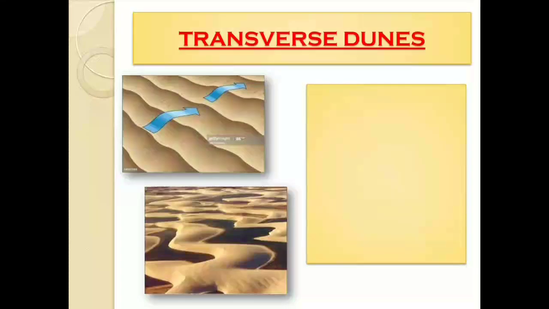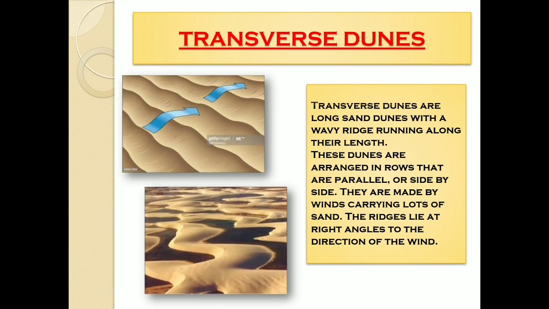Here is transverse dunes. You can see the picture of transverse dunes. Transverse dunes are long sand dunes with a wavy ridge running along their length. These dunes are arranged in rows that are parallel or side by side. They are made by winds carrying lots of sand. The ridges lie at right angles to the direction of the wind.